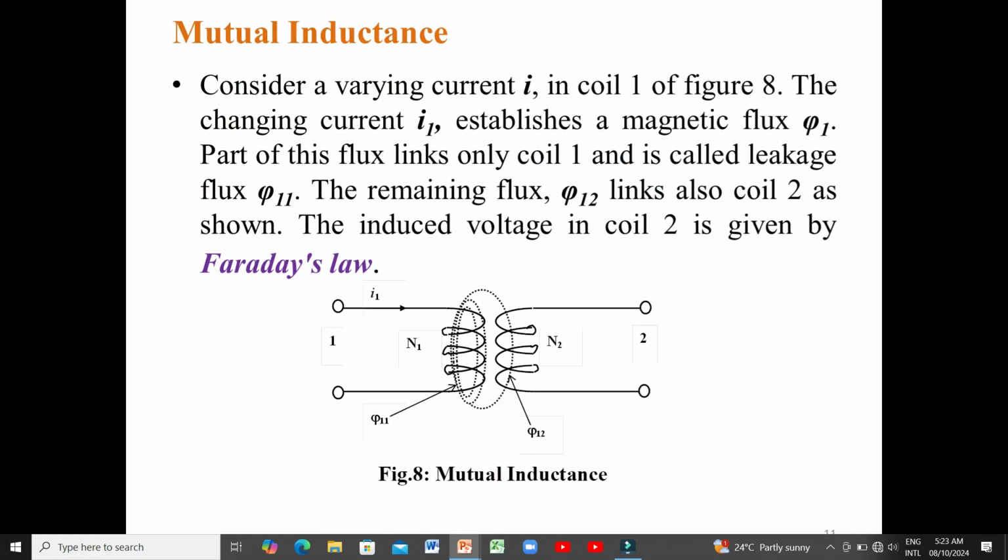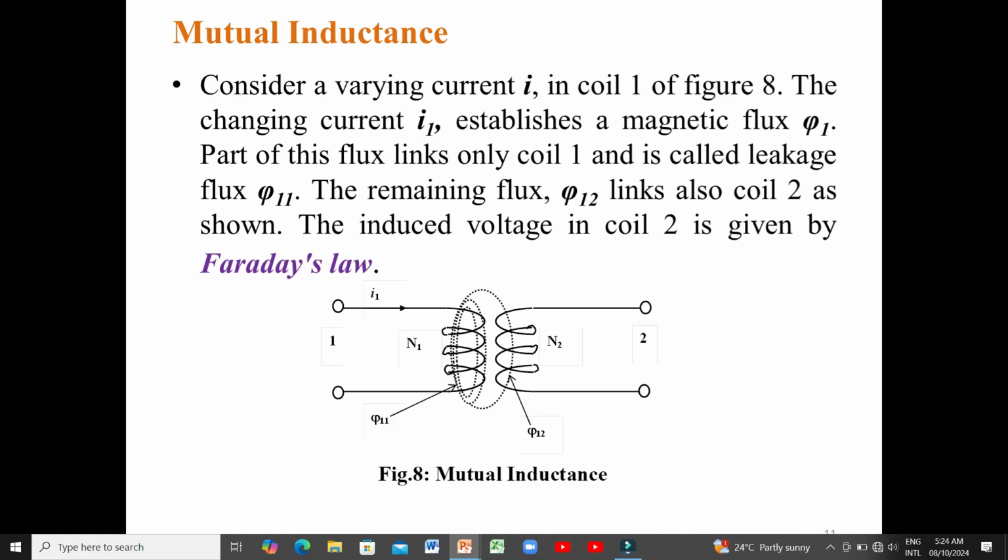Mutual inductance. Consider a varying current I1 in coil 1 of Fig 8. The changing current I1 establishes a magnetic flux Φ1. Part of this flux links only coil 1 and is called leakage flux Φ11. The remaining flux Φ12 links also coil 2 as shown.